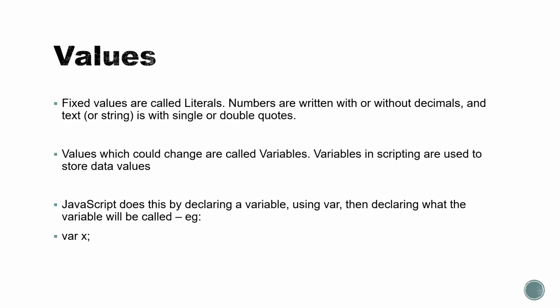Now, with values, you've got two different types, and the first one is your fixed value. This is a value that will never change. It may be a number, it may be text, which is called a string, and this is, like I said, something that will never change. The user does not have the option to put something into the system that will change the value of this literal.